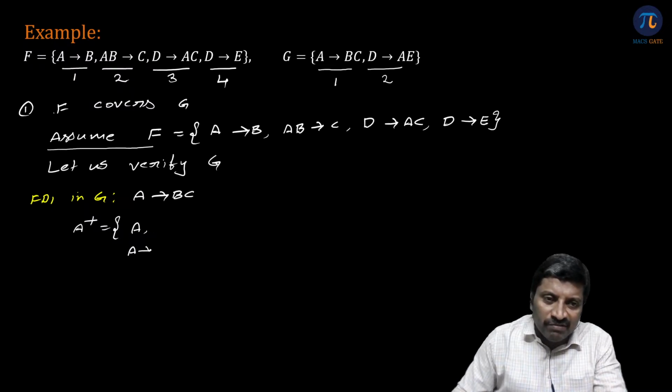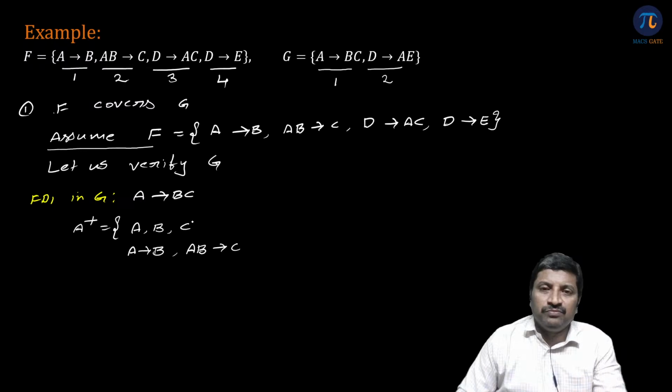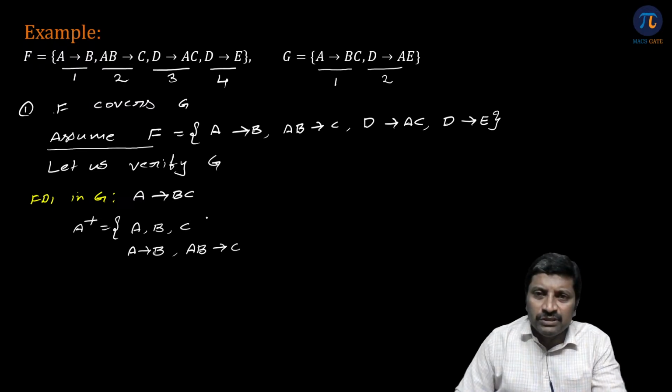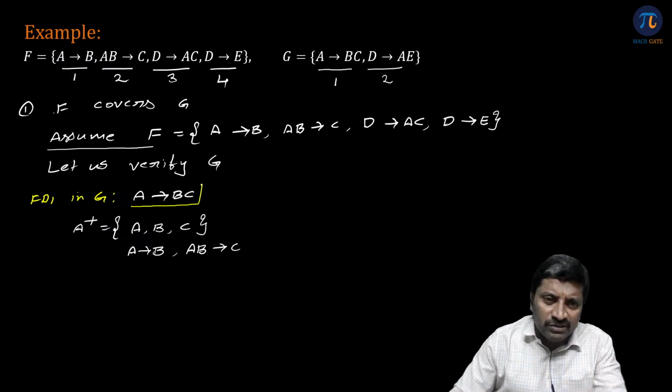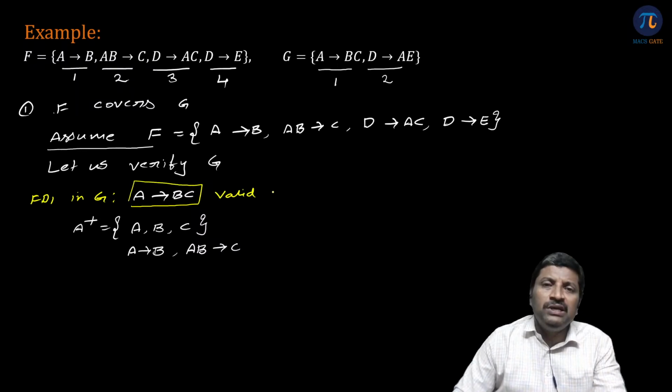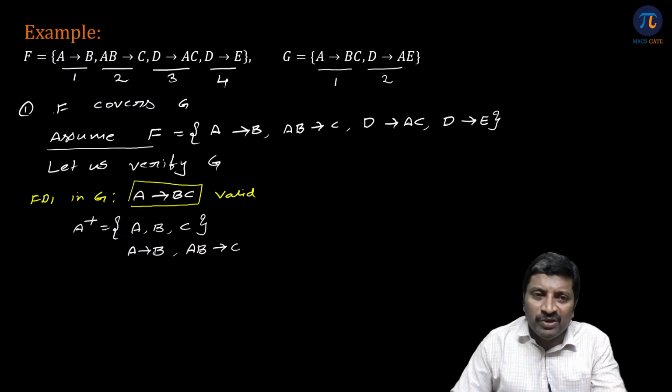Now, with the help of A implies B, I can find B, right? Now I have A, B in my set. With the help of the functional dependency A implies C, I can get C. Anything else? No, sir. So these are the three things we can get. That means with the help of A, I can find BC. So I can say A implies BC is true, because B, C values can be derived by using A.